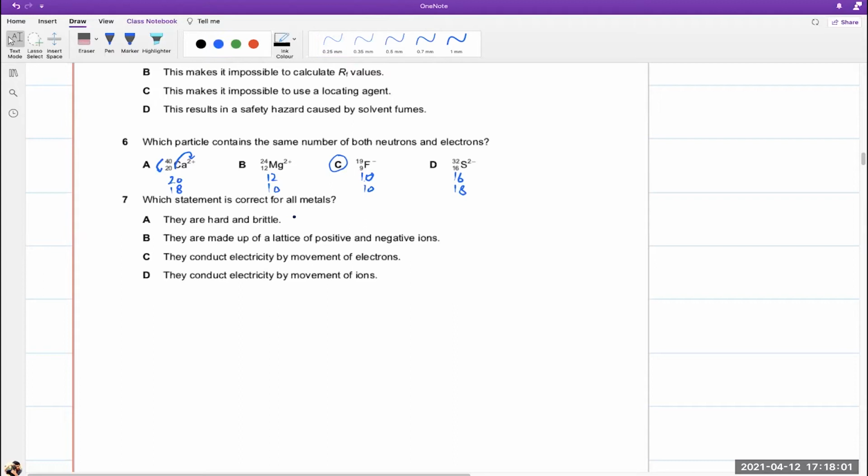All right, which statement? By the way, did you notice that the electrons that we have in these ions are the electrons from noble gases, 18 and 10?